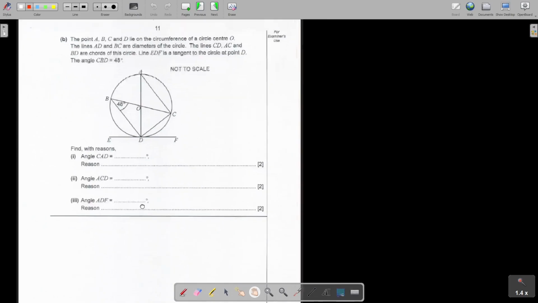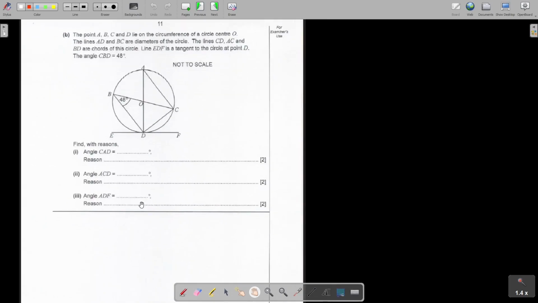So if you look at this and you run through all, it's first important that you read correctly. They say the point AB is on the circumference of the circle, center O. So O is the middle. The lines AD and BC are diameters. Very, very important. That means this is a diameter and this is also a diameter. That's the center. And then the lines CD and AC, BD are chords of the circle. Line EDF is a tangent to the circle, and then they gave you one angle.